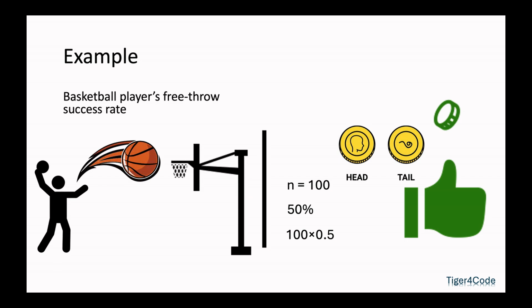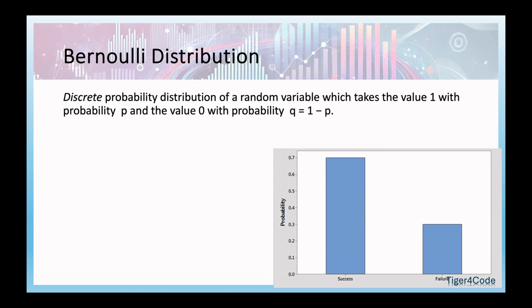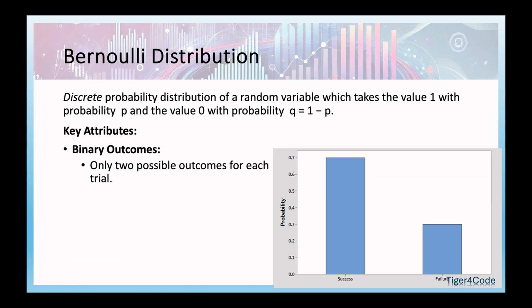Where a made basket is considered a success, 1, and a miss is considered a failure, 0. The Bernoulli distribution. Bernoulli distribution is a discrete probability distribution that models a random experiment with exactly 2 possible outcomes, success, 1, or failure, 0. It focuses on binary outcomes, where there are only 2 possible results for each trial. This distribution is used to describe a single trial of a binary experiment.